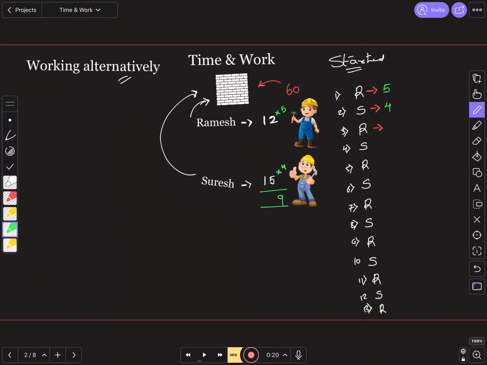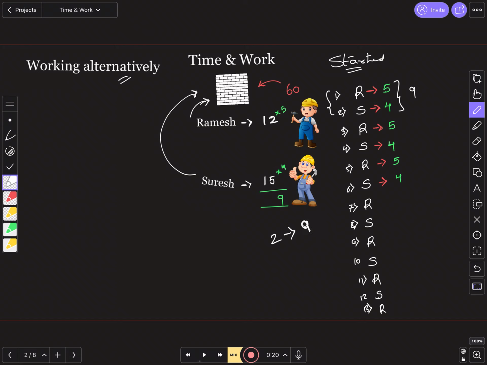So what is actually happening? On the third day, again 5 bricks will be put in by whom? Ramesh. Then on the fourth day, 4 bricks will be put in by whom? Suresh. Then on the fifth day, what will happen? Again 5 bricks will be put in by Ramesh, and 4 bricks by Suresh, and so on. It will keep on happening. What do you understand from this? On 2 days, how many bricks are being put in? 9. On 2 days you put in 9 bricks.